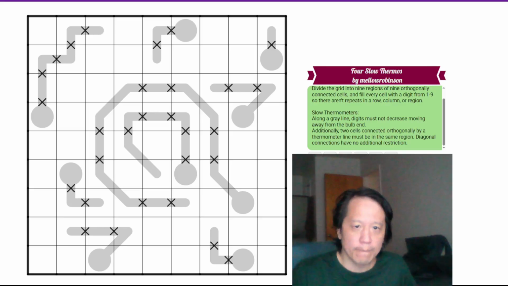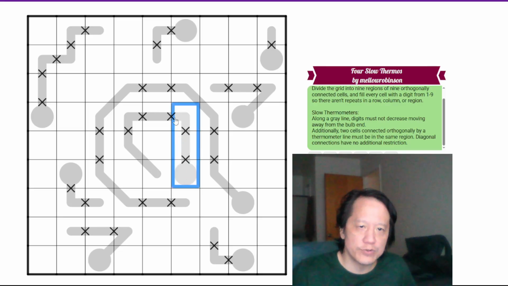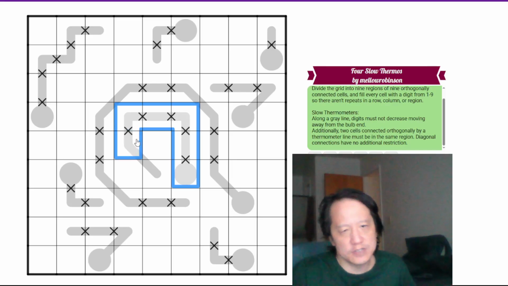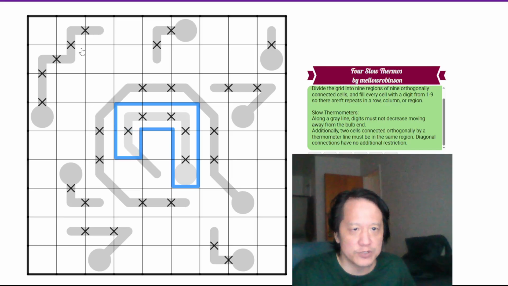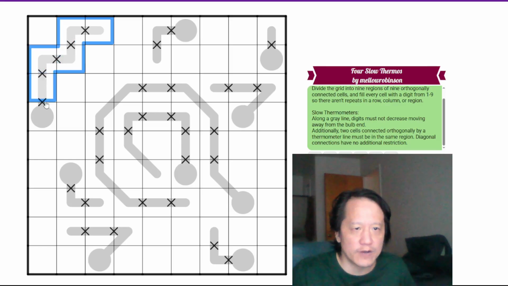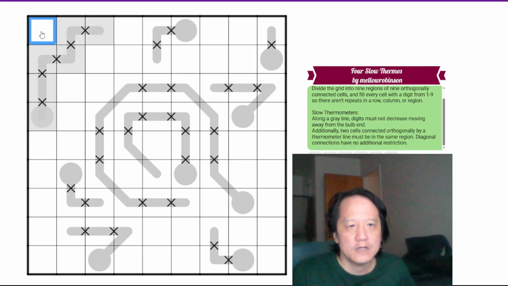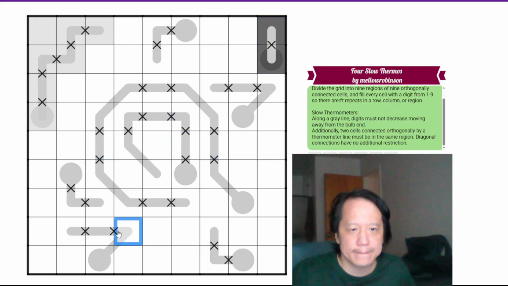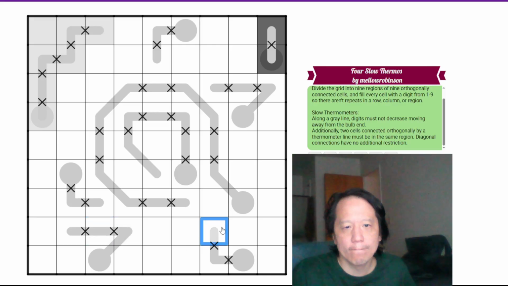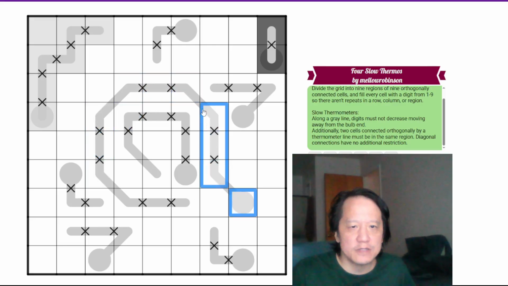So we have 1, 2, 3, 4, 5, 6 cells here that must be in the same region. So this cell must be part of that region. So we know that that's those cells there. These two are in the same region. This is the longest region.